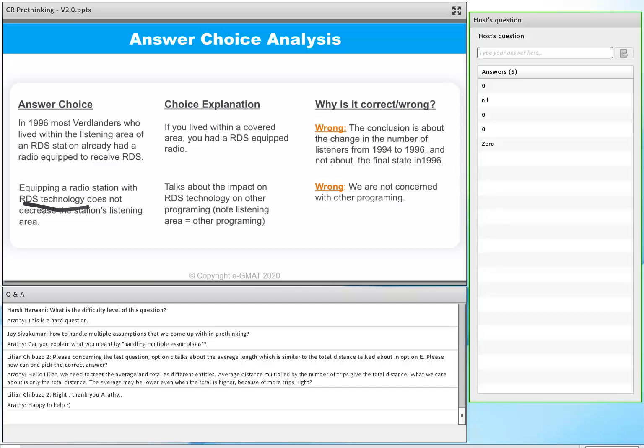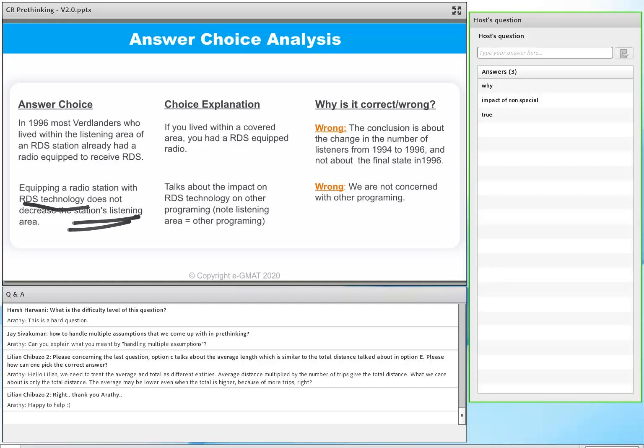So when we are talking about a station's listening area, are we talking about special programming or is the impact on non-special programming? Is it on special or non-special? No, it's non-special. Right? Because the range for special was 0 before you equipped it. There was no range.